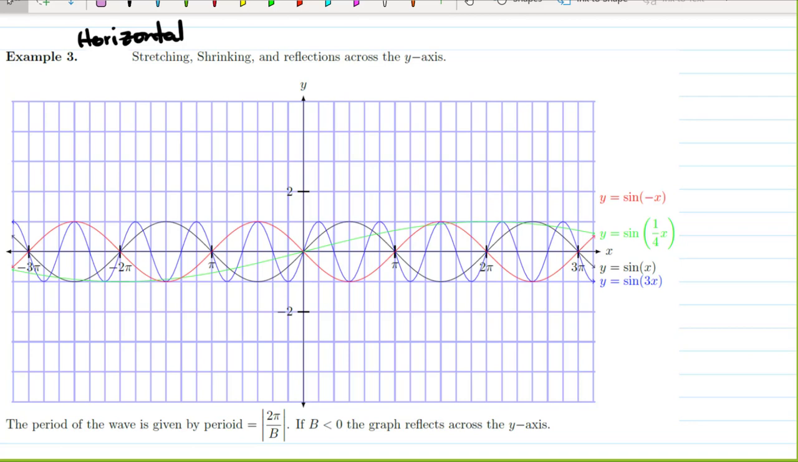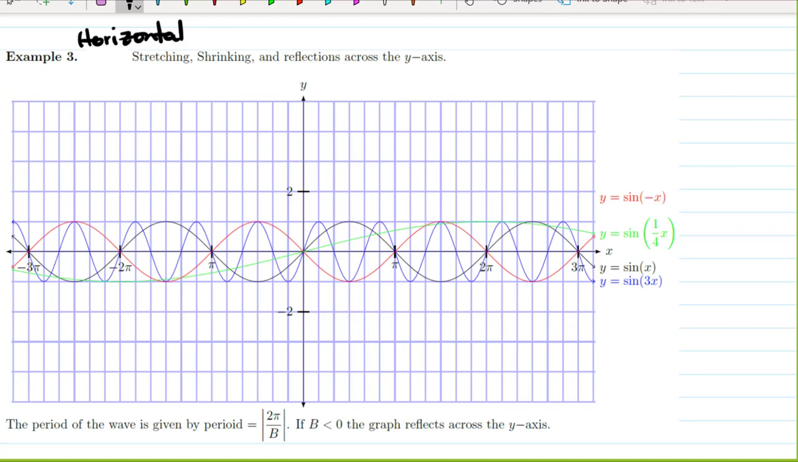Our parent function in this case is once again just y equals sine x, and that's our black wave that we have going on here. If we replace x with negative x and get the same thing, that's the definition of being an even function, and getting the negative would make it an odd function.